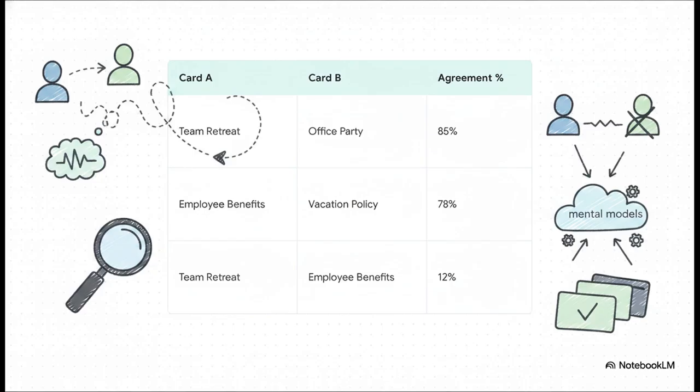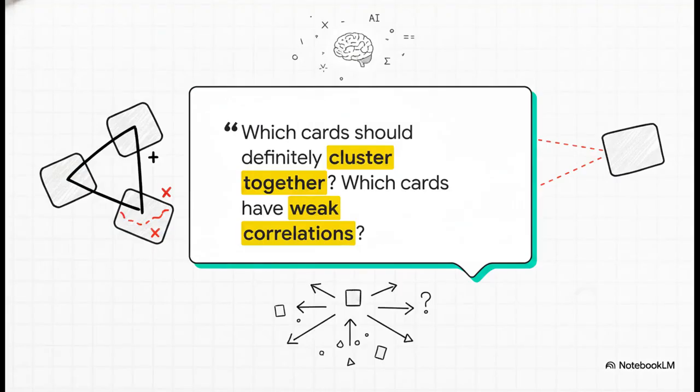For instance, look at this. 85% of people grouped team retreat with office party, but only 12% grouped team retreat with employee benefits. You can't argue with that. This is hard mathematical proof of user mental models. So what do you do with it? You feed that similarity matrix data straight into your LLM using this interrogation prompt.